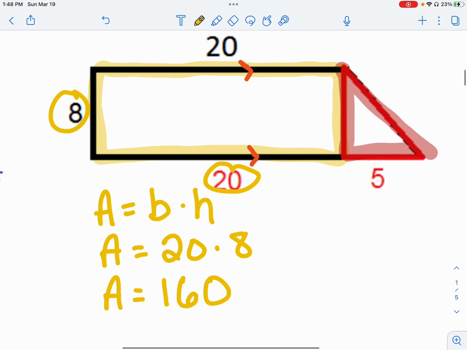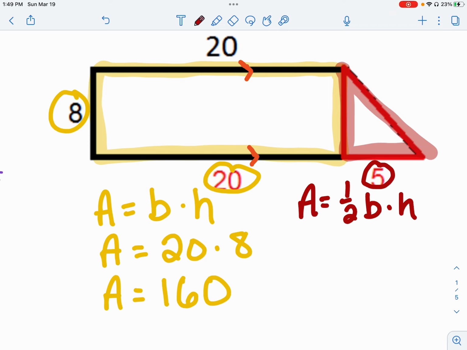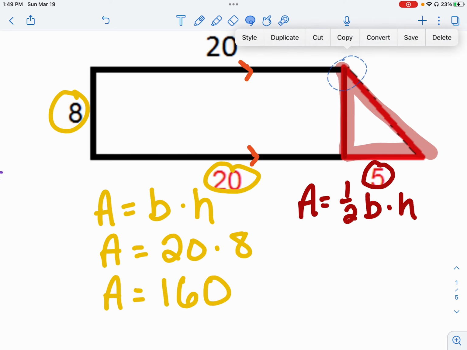We still have this right triangle over here, which I'm going to do in red. And remember, the area formula for a triangle is 1/2 base times height. So my base is 5, and we already know that the height over here is 8. So this height does not change. All along this route here, this is 8, 8, 8, boom, 8.